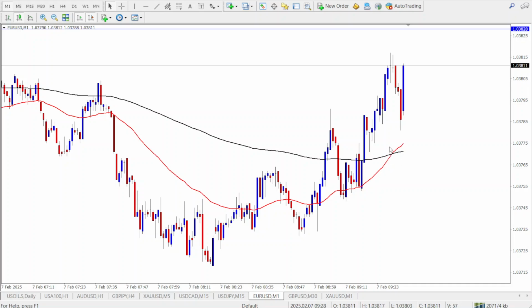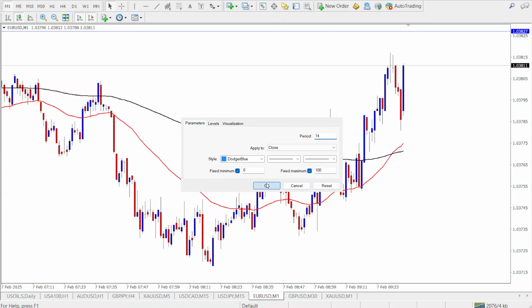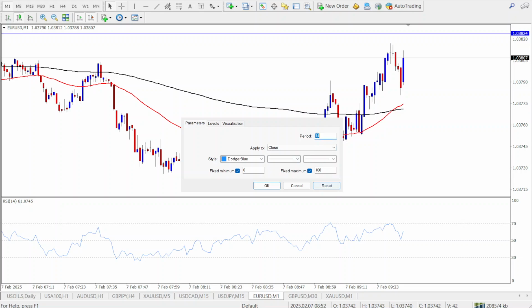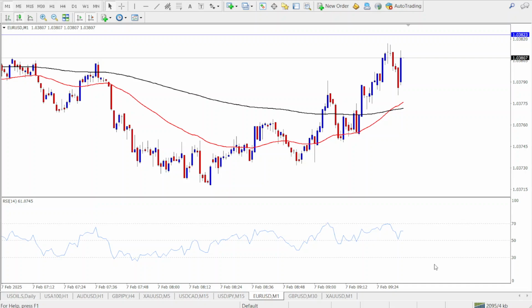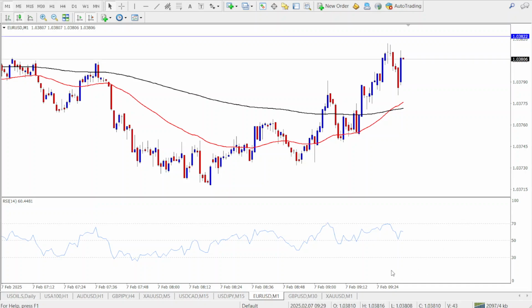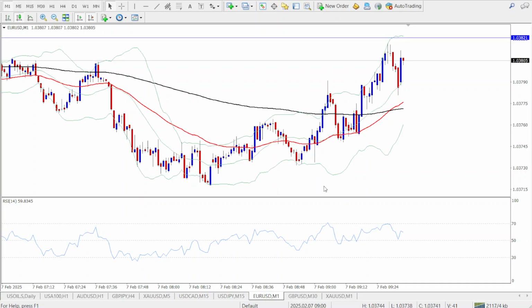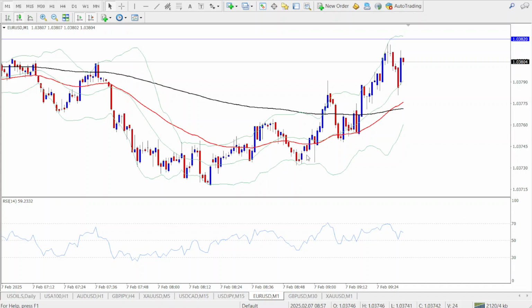The second indicator you're going to need is the RSI, the Relative Strength Index, set to 14. We're just going to leave it in the default settings, set to 14. This helps confirm overbought and oversold conditions, improving your trade accuracy. And finally, we're going to be using the Bollinger Bands, with the default settings. These bands help measure volatility and identify breakout points. Now that your chart is set up, let's move on to the strategy itself.